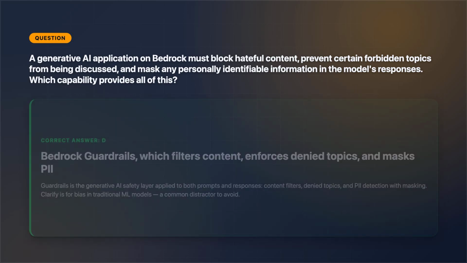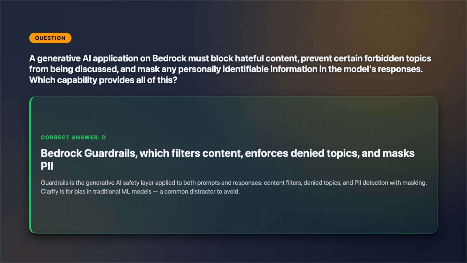This one is D. Guardrails is the generative AI safety layer applied to both prompts and responses: content filters, denied topics, and PII detection with masking, all in one place. Option A is the classic distractor here. Clarify detects bias in traditional machine learning models. It is not a content safety layer for generative output.